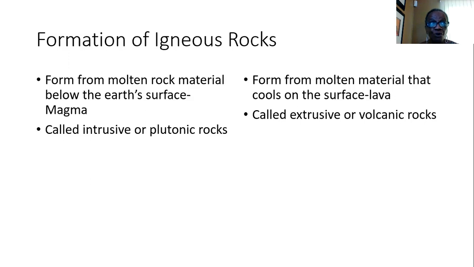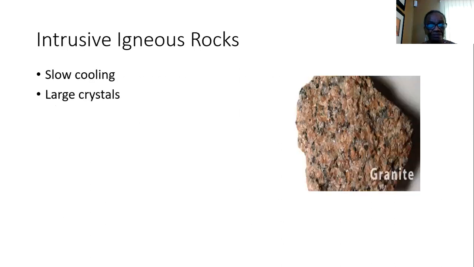And the rocks that are formed when the magma cools and solidifies are called intrusive rocks or plutonic rocks. They are called intrusive because they are formed below the surface of the earth, but inside the interior of the earth. Those that are formed from lava are called extrusive or volcanic igneous rocks. Intrusive igneous rocks, remember, they're formed far below the surface of the earth. And if this is melted rock material below the surface of the earth, that means that the cooling rate is going to be slow. And so there will be large crystals.